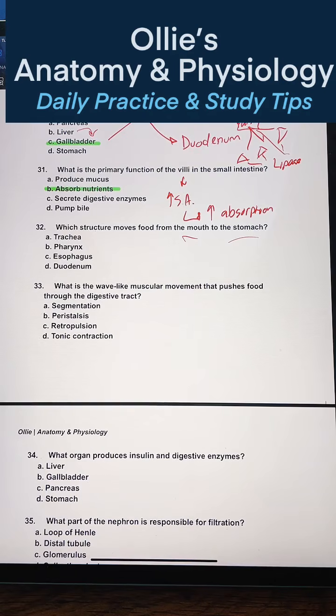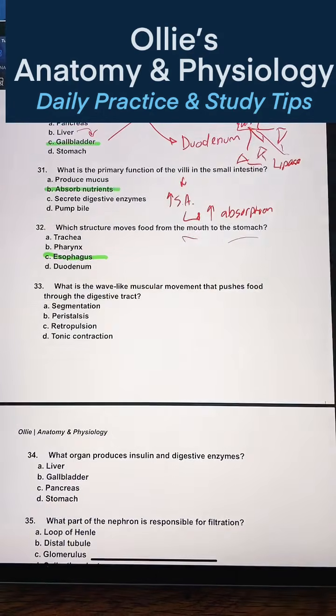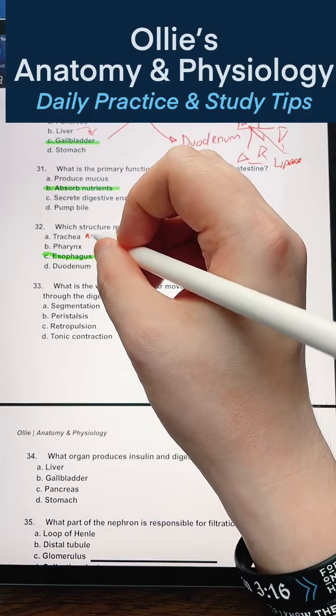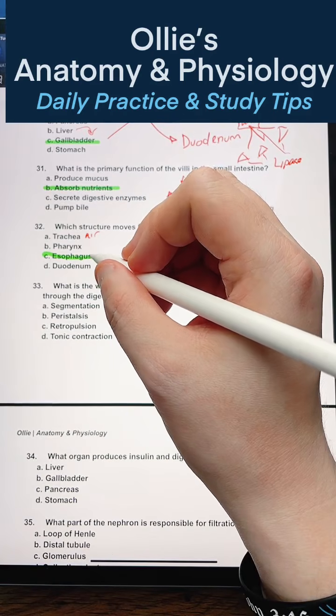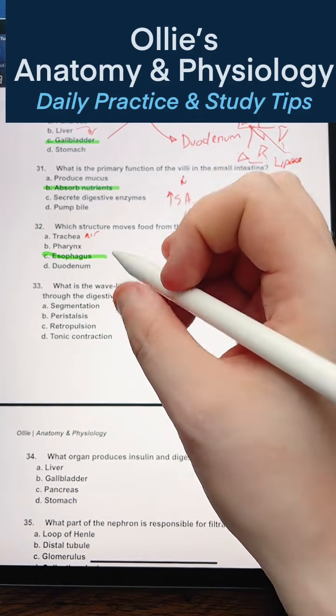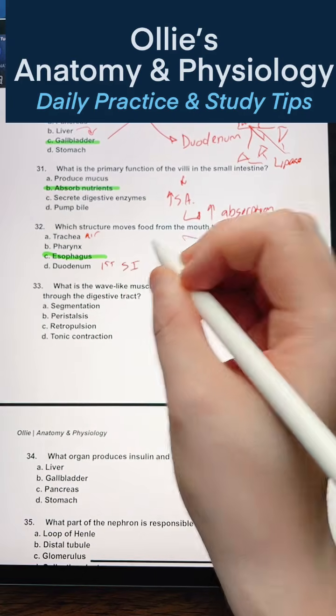Number 32. Answer is C. It is esophagus. Esophagus is the long tube. It uses peristalsis to transport food to the stomach. Trachea is going to carry air. Pharynx is what's going to connect the mouth to the esophagus, but it is not the main conveyor of food. Duodenum is the first part of the small intestine.